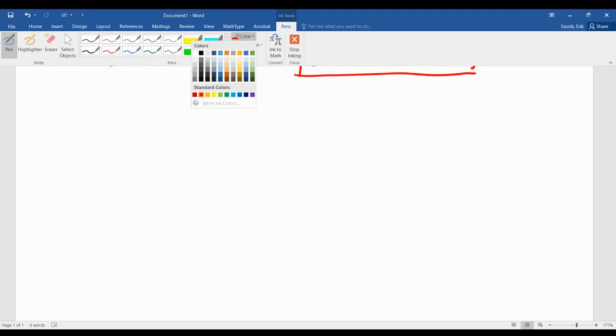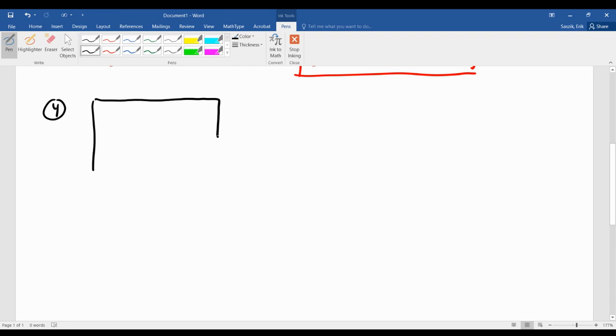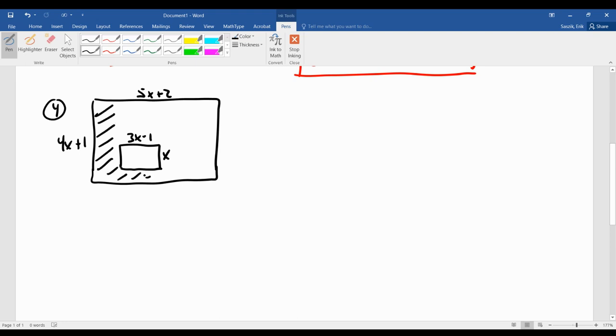Okay, shaded area problem. This is classic for this section now, because now you have the skills to do something a little bit more interesting. So let's say we have a rectangle within a rectangle. I'm going to call this x. I'm going to call this 3x minus 1. I'm going to call this 5x plus 2. And this will be 4x. Whoops. Need a little bit more room. We'll call this 4x plus 1. And then the shaded area would be this.